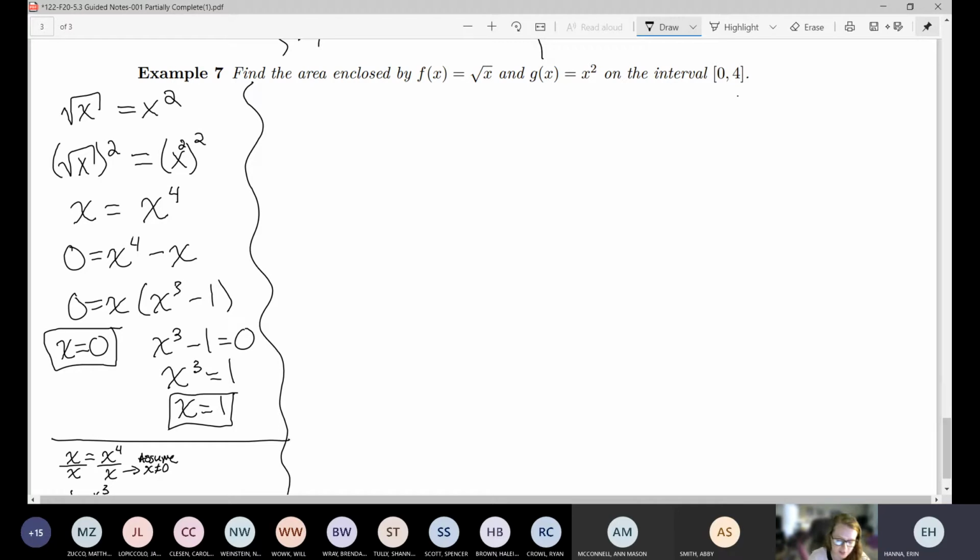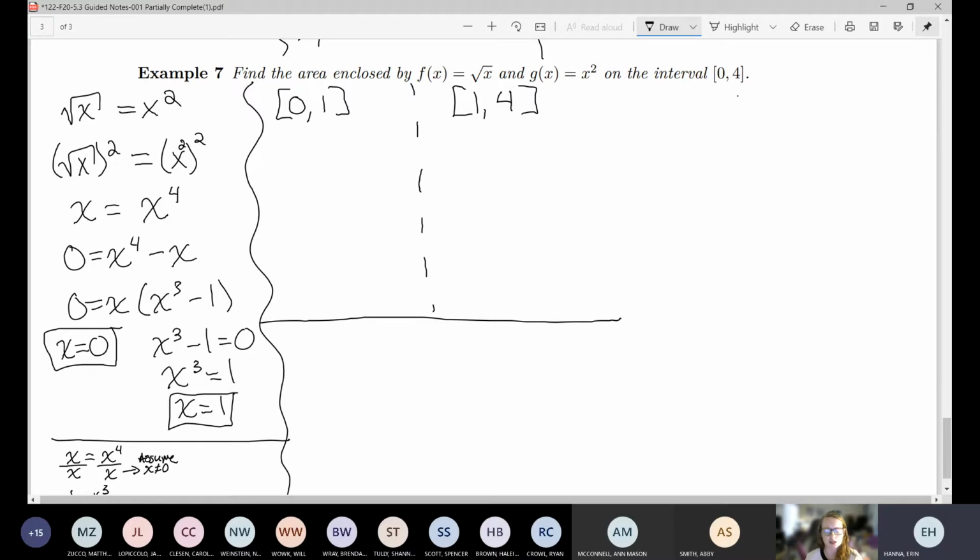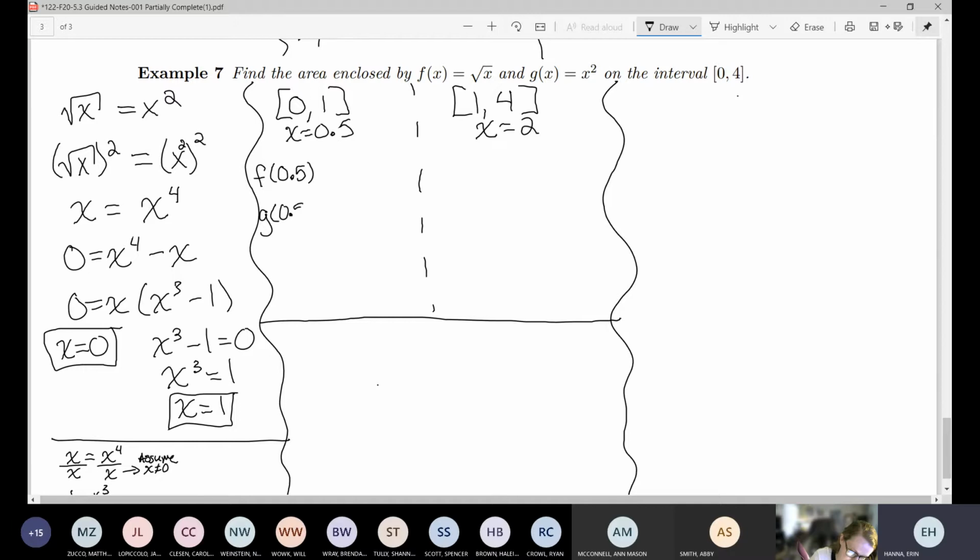But we do have to split this up in terms of 1. So we're going from 0 to 1, and then from 1 to 4. Now this is where we need to find which one's on top of the other. Again, I will do both ways, algebraically and graphically. You only need to choose one, whichever one floats your boat. But just for the sake of doing the full process in each case, I'm going to do both. So pick a number in both of your intervals, whatever number floats your boat. Plug it into your functions. Your functions are the square root of x and x squared. They're given to you in the problem.